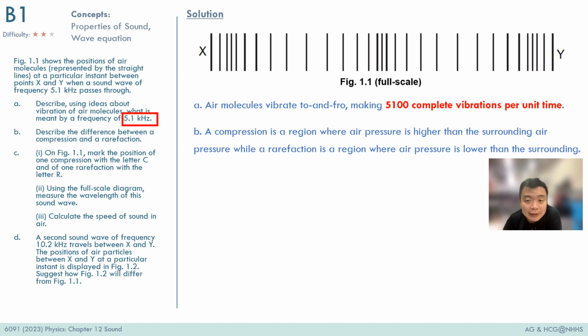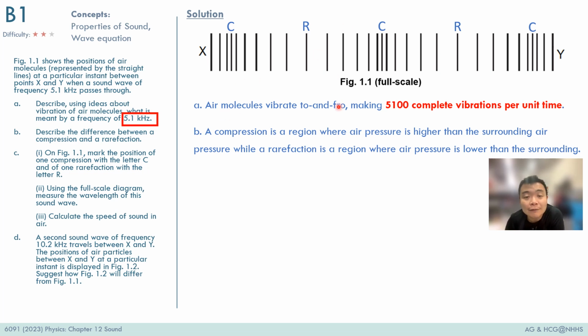Now, in part B, describe the difference between compression and rarefaction. Talk about the pressure. So, compression is a region where the air pressure is higher than atmospheric pressure, and a rarefaction is a region where the air pressure is lower than atmospheric pressure.